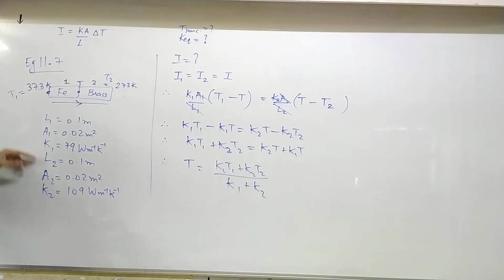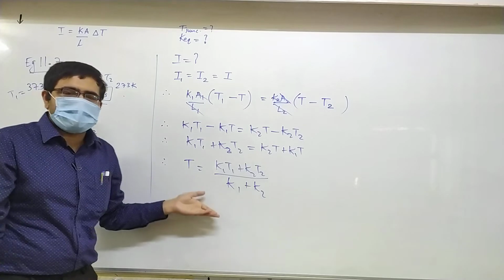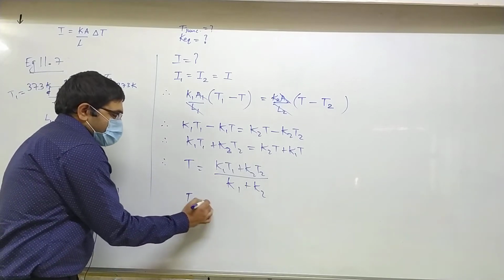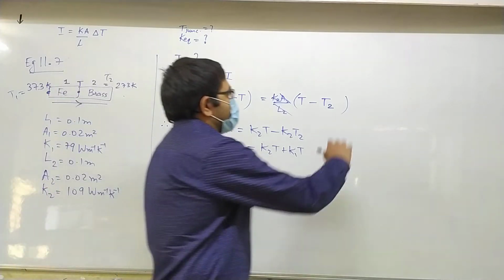Now what to do to get the value? Well, you just have to write K1 value, you just have to write K2 value. So once you do that, and you put T1 equal to 373 and T2 equal to 273, you will get the value of T. I'm going to leave that part for you. You do it on your own. Right? Let's move on to the next.